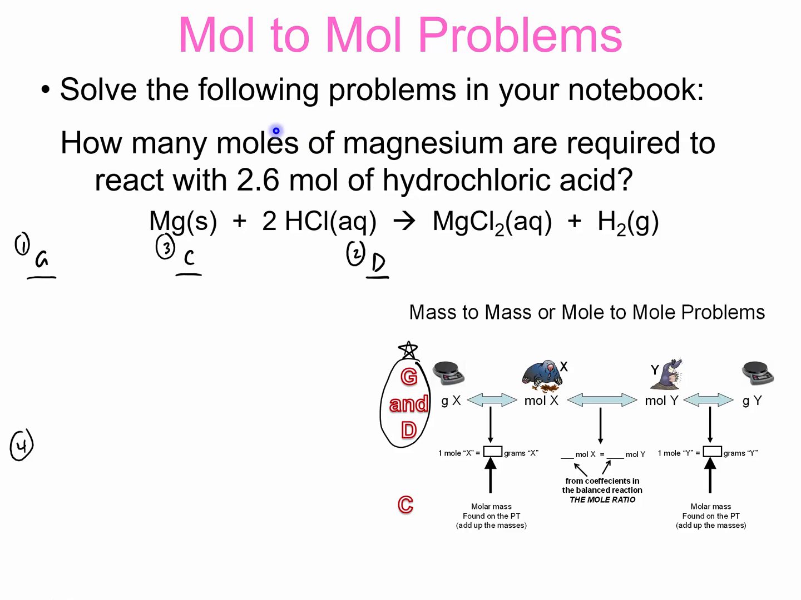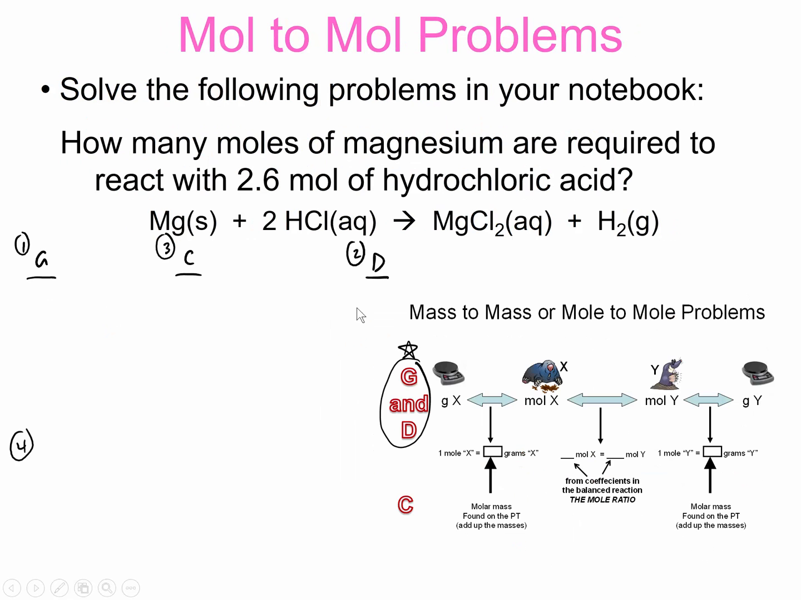So it says how many moles of magnesium, that's our desired, are required to react with 2.6 moles of hydrochloric acid. One thing should jump out to you when you read these kinds of problems is that you have moles of one thing and you're trying to convert to moles of something else, and those two things are related by their chemical reaction.